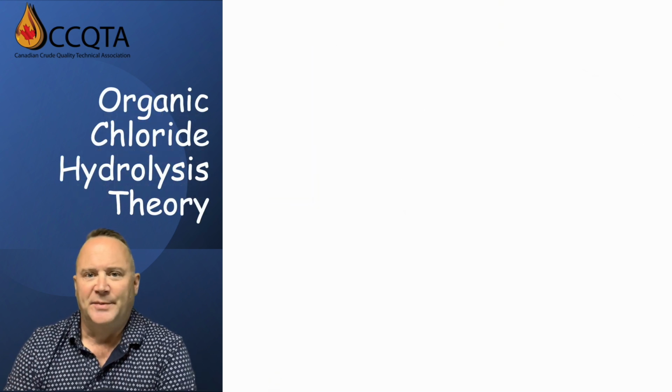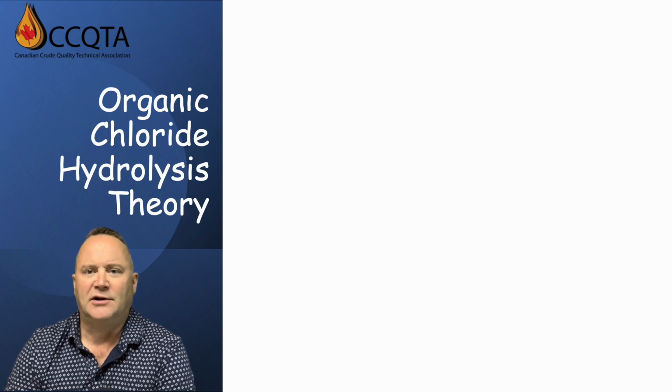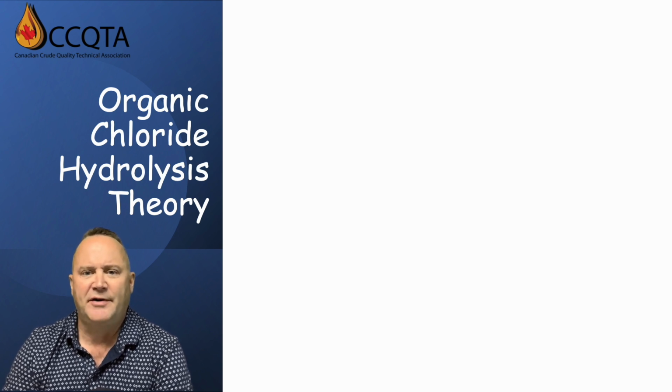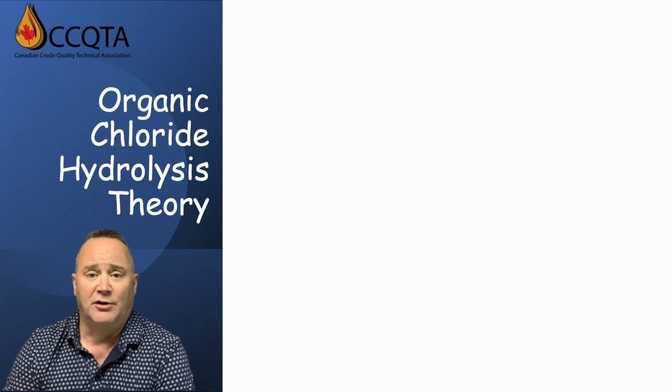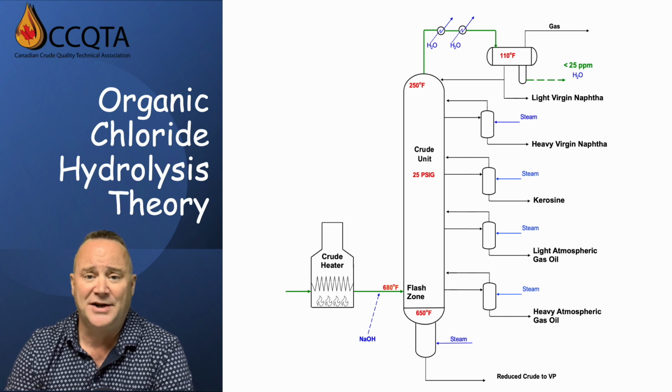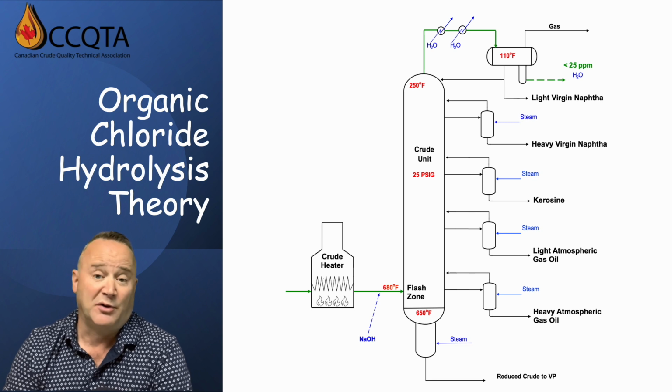Let's change direction a little bit and talk about the postulated theory of organic chloride hydrolysis mentioned earlier. Since the early 2000s, a number of authors have proposed a link between the presence of organic chlorides in crude and crude unit corrosion. The chloride source in several reported case histories has been postulated as hydrolyzable organic chlorides. While there are several references to potentially hydrolyzable organic chlorides within the literature, for example dichloromethane, none of these hydrolyzable organic chlorides have been identified or directly measured within the crude oil in the reported case histories.